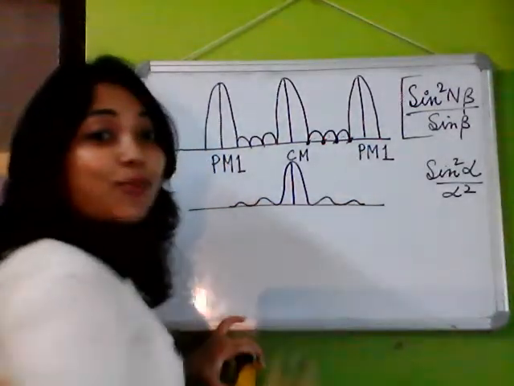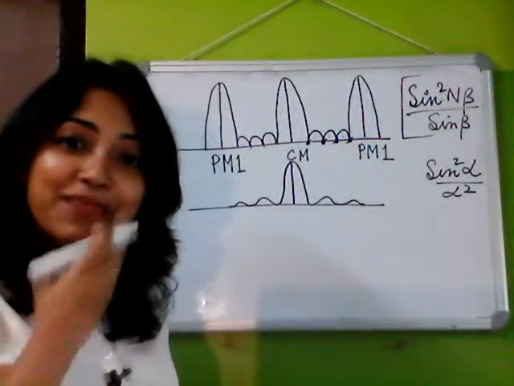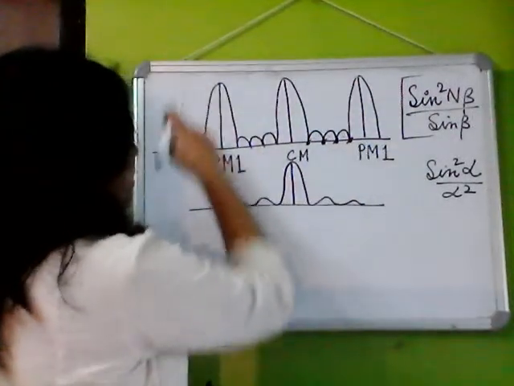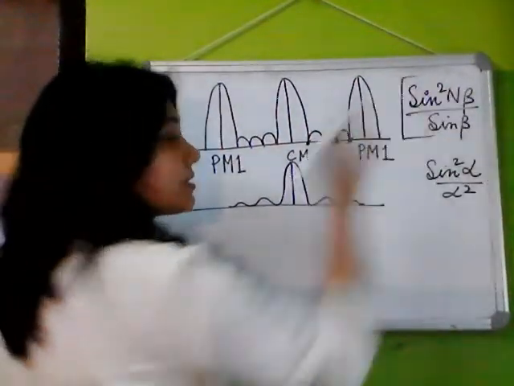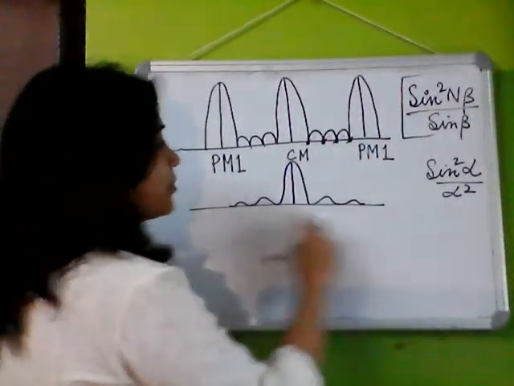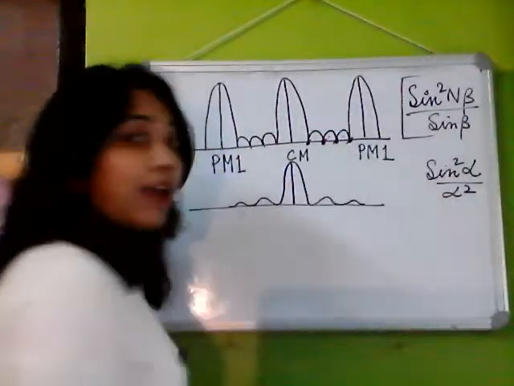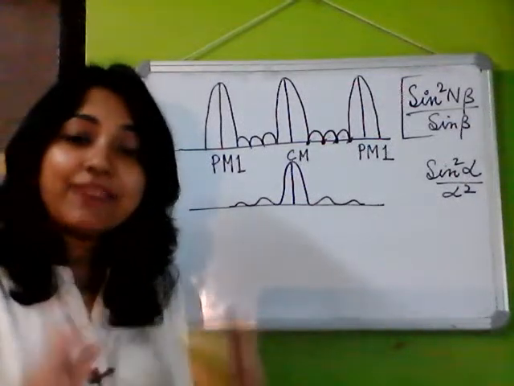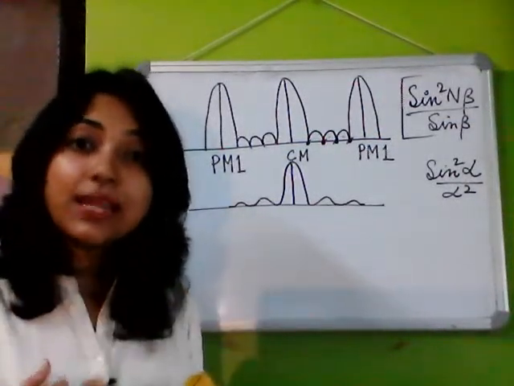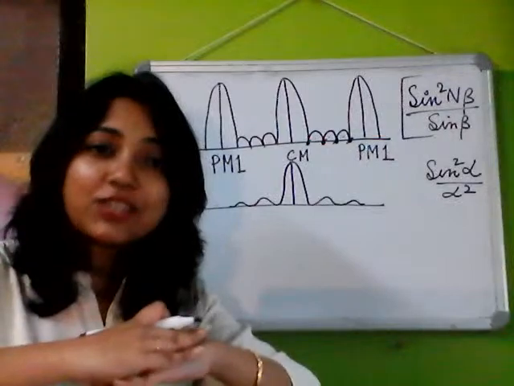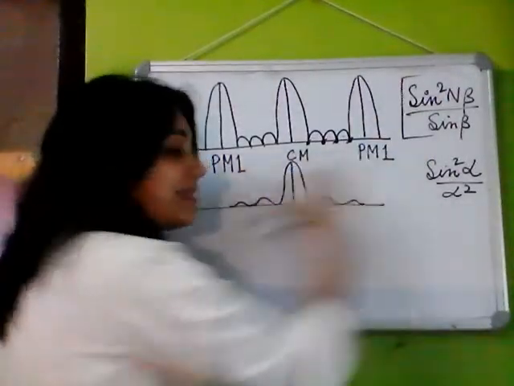This will be I0 by 61 and so on. See, so this is actually the contribution due to this term. And this is the contribution due to the sine square alpha by alpha square term. And eventually, what are we going to see? We are going to see the superposition of these two effects. This effect plus this effect.